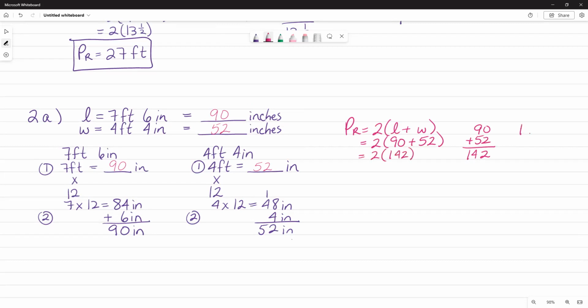Second step is we do the multiplication. So 142 times 2 gives me 284. So my final perimeter of this rectangle is 284 inches. There we go, and there's your answer. So give that a try with B.